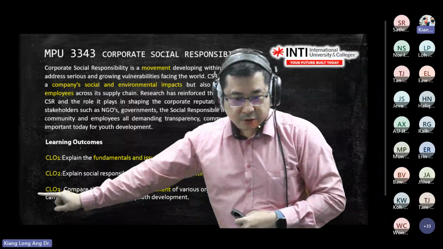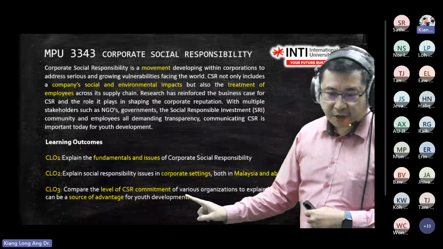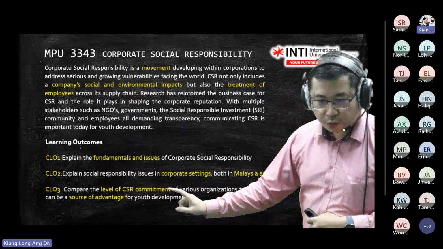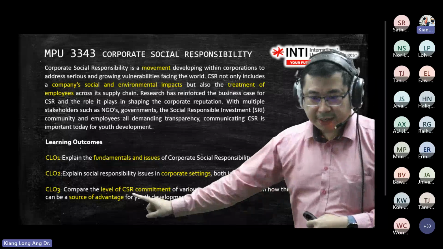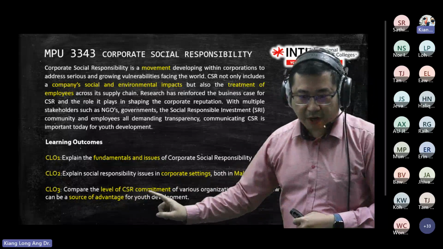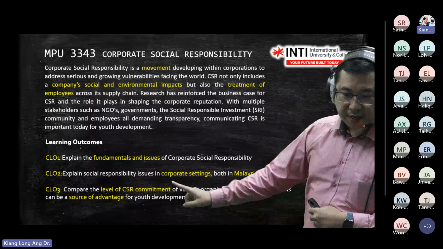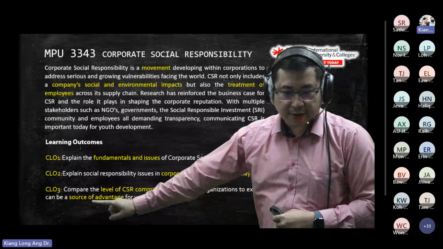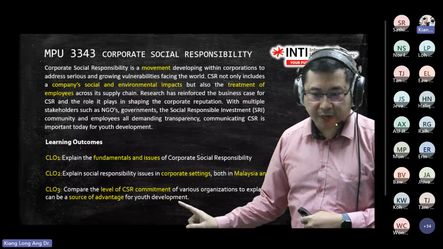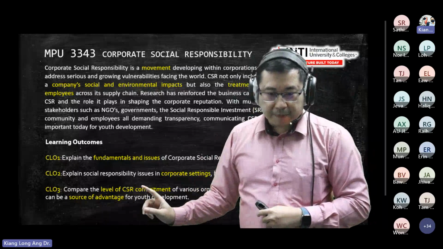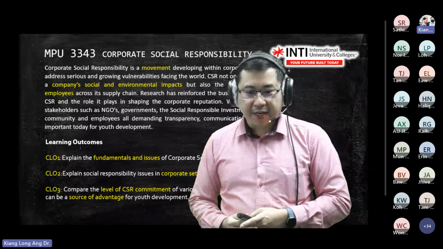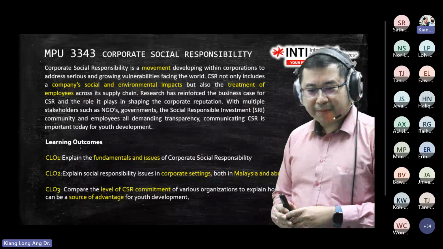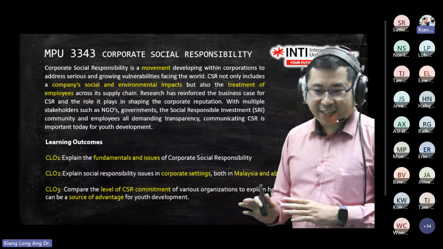CL3 is to compare the level of CSR commitment. This one is in some of your quizzes and also in the final exam. You will see the level of CSR commitment in the organization, and then explain how this is an advantage to youth development. Later I will highlight it in my class. If I mention something is important, you need to take note.